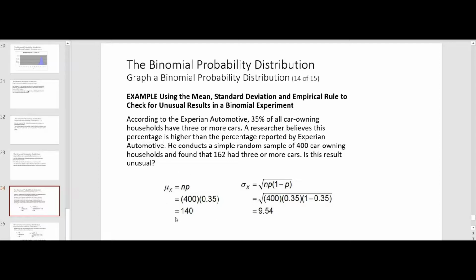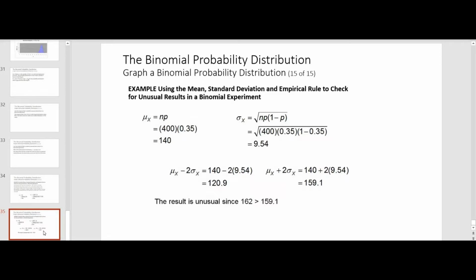So we compute the mean and the standard deviation in the same manner that we did for this example previously, using the formulas provided, and then we compute the mean minus 2 standard deviations and the mean plus 2 standard deviations to determine the cutoff for the middle 95%. That gives me the value 120.9 for the lower cutoff and 159.1 for the top cutoff. So 95% of the data lies between the two numbers 120.9 and 159.1.